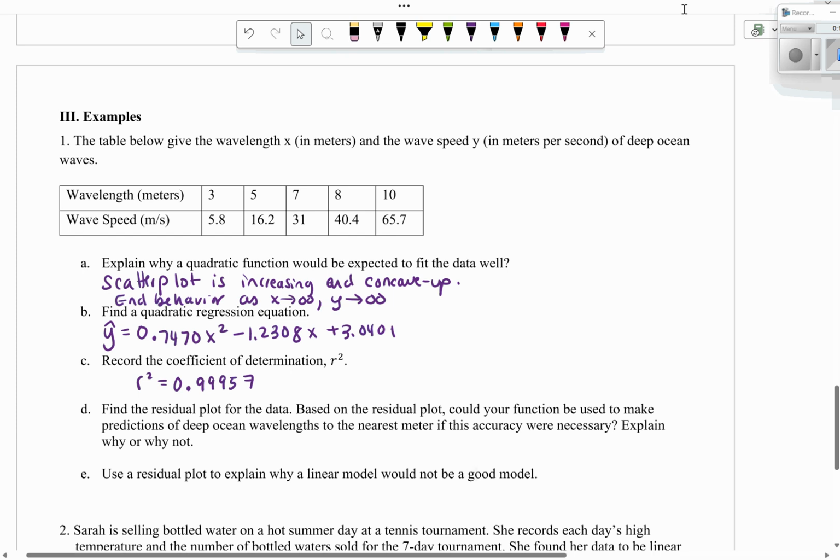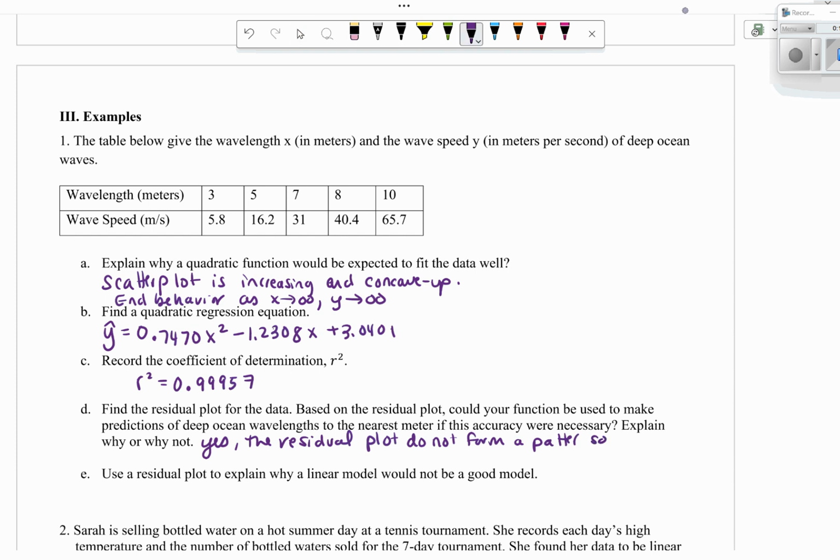So yes, the residual plot does not form a pattern. So a quadratic model would be a good fit.